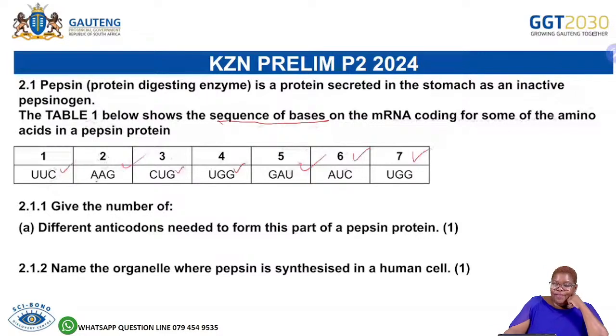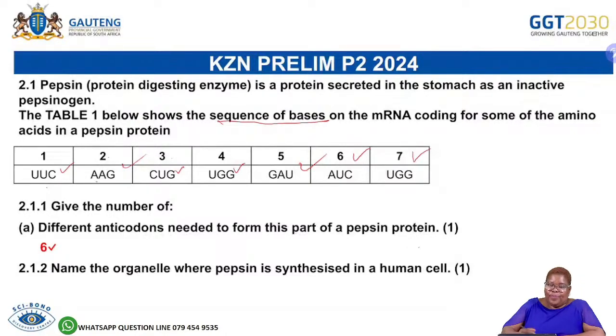Now, on what is given, look at those anticodons, right? Give the number of different anticodons needed to form this part of a pepsin protein. How many of those? Are you able to count? As we were looking at all of those, the 7 of them, do you see any similarity there? Any difference there? You should ask yourself those questions. So, how many different anticodons are needed to form this part of pepsin protein? We say they are 6.